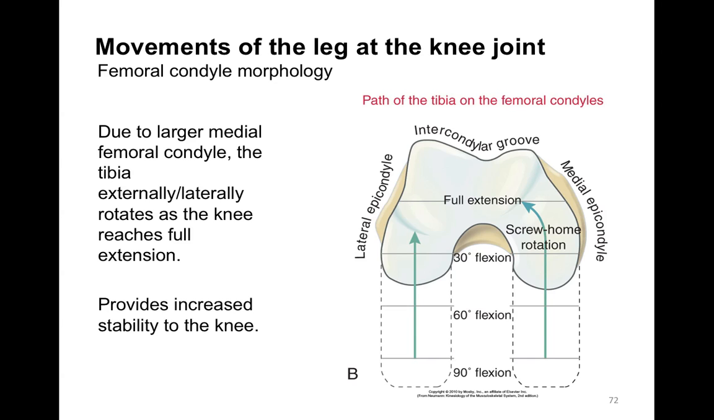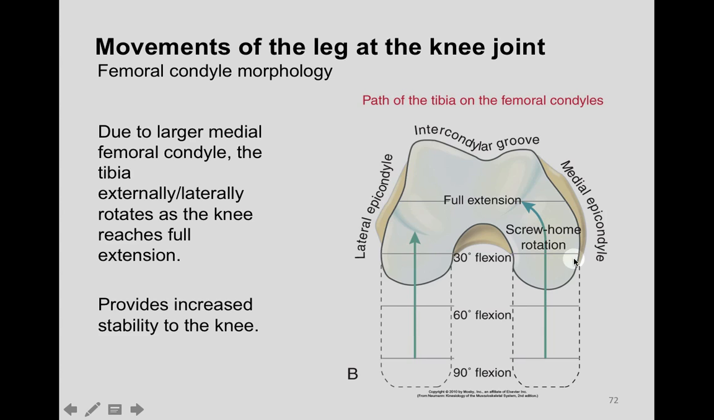And we need to have a discussion about what happens in flexion of the knee. The femoral condyles do not have similar, equal morphology. By this I mean that the medial epicondyle, in this inferior view, has a much larger presentation, a much larger area than the lateral epicondyle.